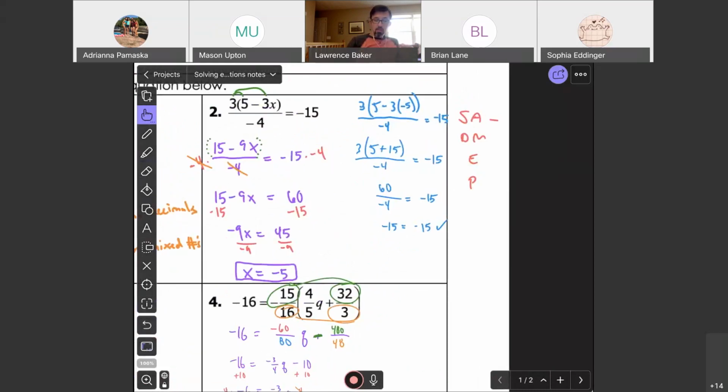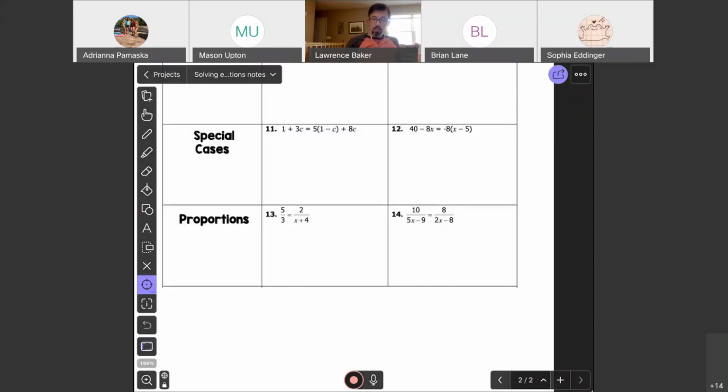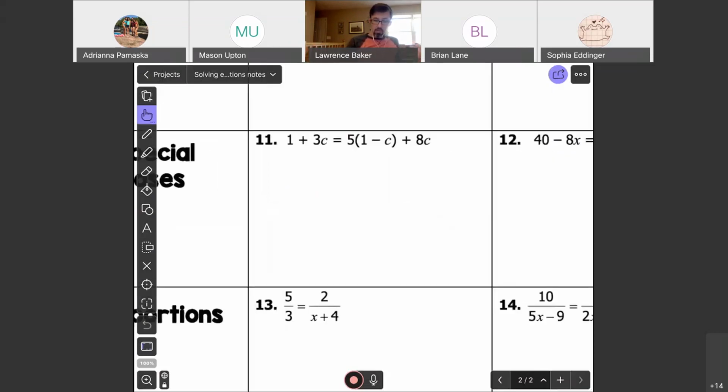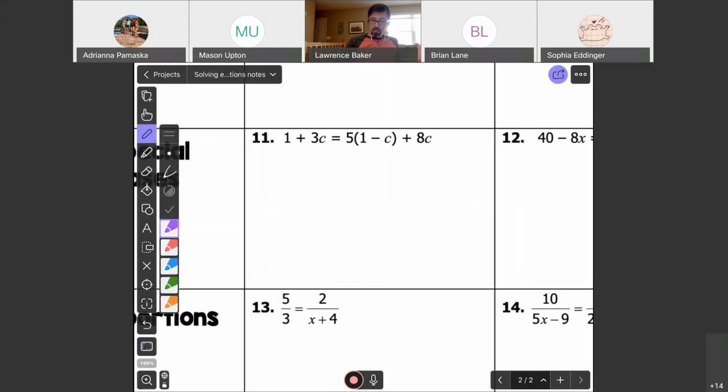the number that made the equation true on both sides, right? That both sides equal each other. So that's what I've been after, right? How do I find that one number that makes this all work? Well, it doesn't always happen that way. So we have a couple special cases. Start off pretty innocuously, looking at the 11 here.